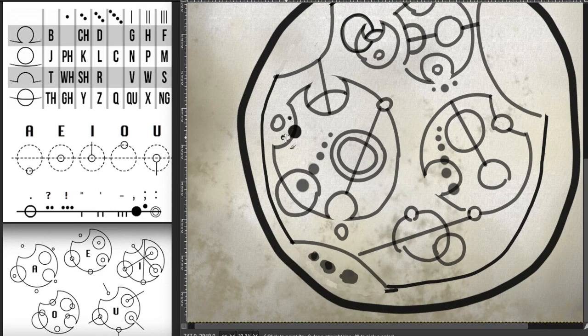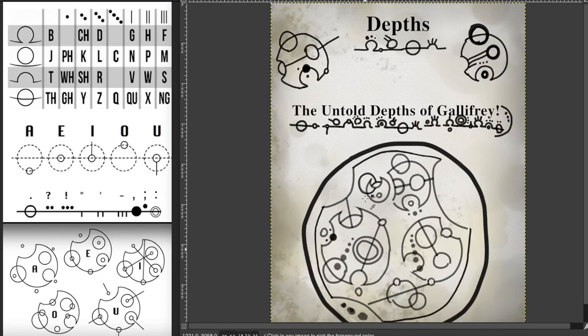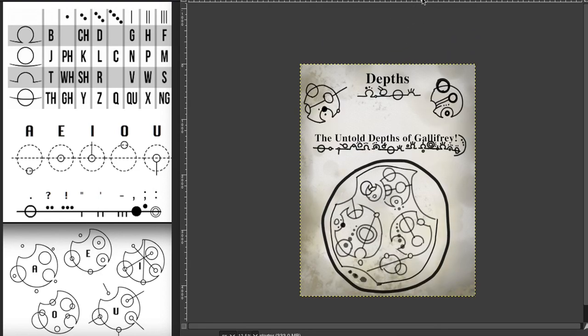R has 1, 2, 3 dots. E, on the line of the word circle. Y with 2 dots, so Gallifrey. And then exclamation point, which is 3 dots on the sentence circle. So yeah, that's that video, and I hope it makes a lot of sense, and I hope it helps you understand what this script is and how to read it.